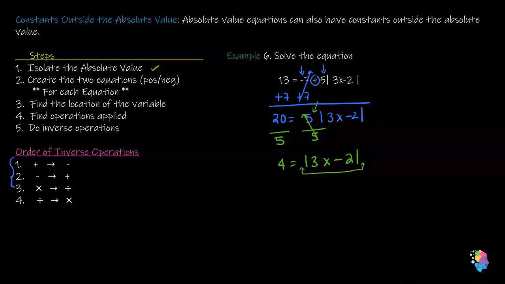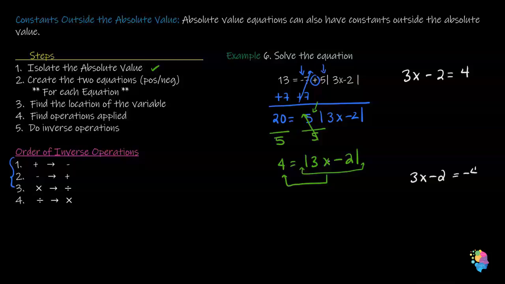Very carefully, the way that we read this one reads: 3x minus 2 is a distance of 4 from 0. So then the two equations will become 3x minus 2 is equal to +4, and the other will be that 3x minus 2 is equal to -4. So we begin then.